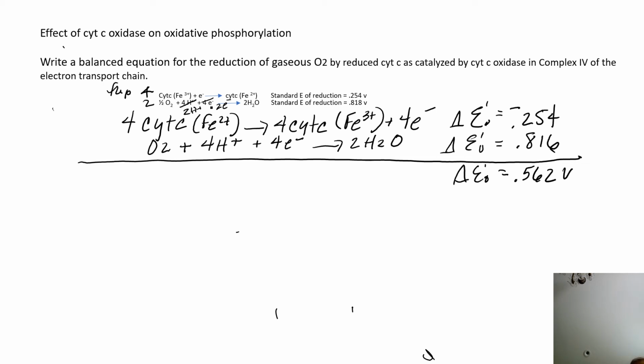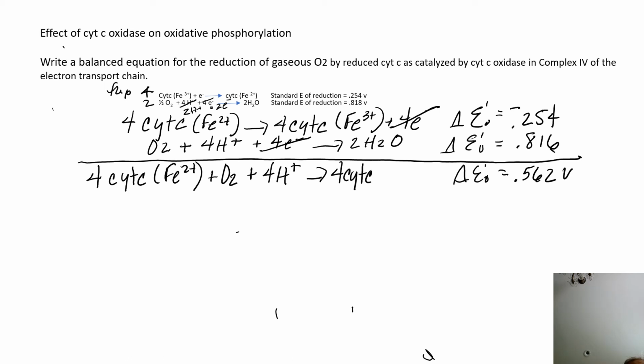Our electrons cancel, which there are 4 each. So we have 4 cytochrome C Fe2+, O2, plus 4 protons, giving us 4 cytochrome C Fe3+ and 2 waters.